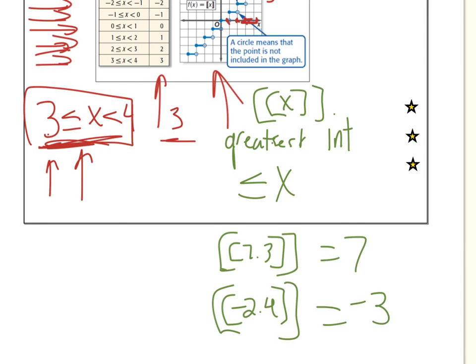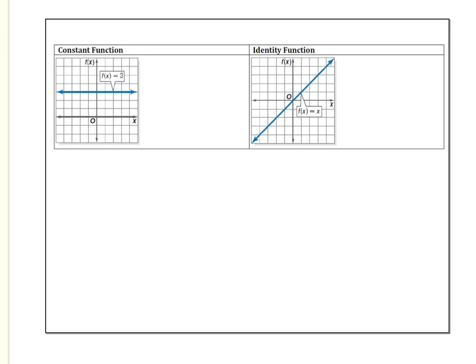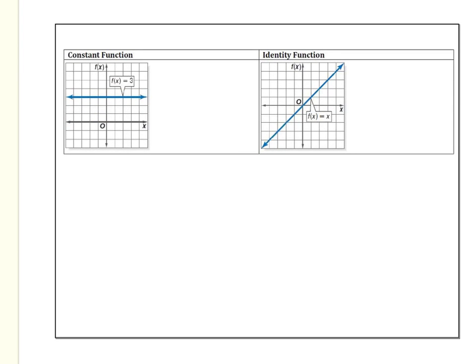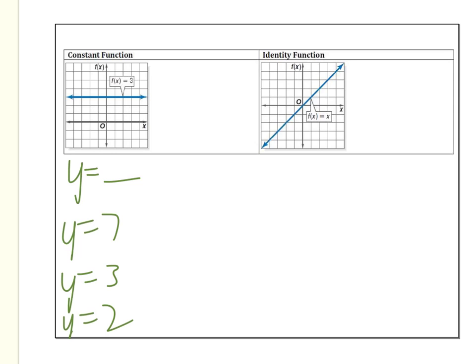So again, this is kind of what the graph looks like. This is what the function looks like. So if I look at a constant function, that's this. Constant functions means y equals some number. All right, so y equals 7, y equals 3, y equals 2. Those are all constant functions. Constant in math basically means number.